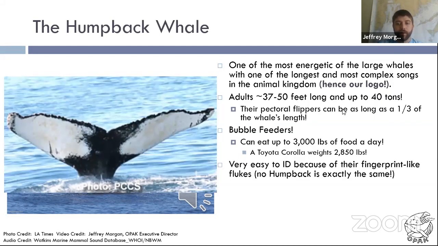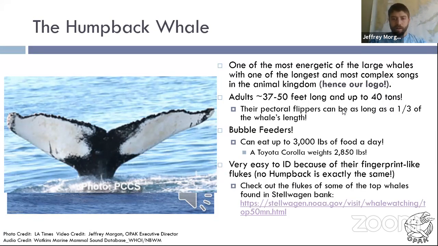Humpback whales are really unique because they're easy to identify. All of their tails have their own fingerprint. So that fluke there, this is the whale Salt, and I've linked Salt's lineage on our website for you. Salt is one of the most studied whales in Stellwagen Bank here in Massachusetts. There also are quite a few other whales that come here every year, and I've linked those on our website as well.